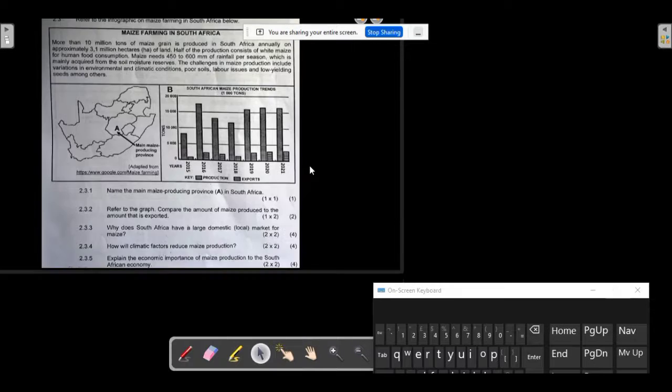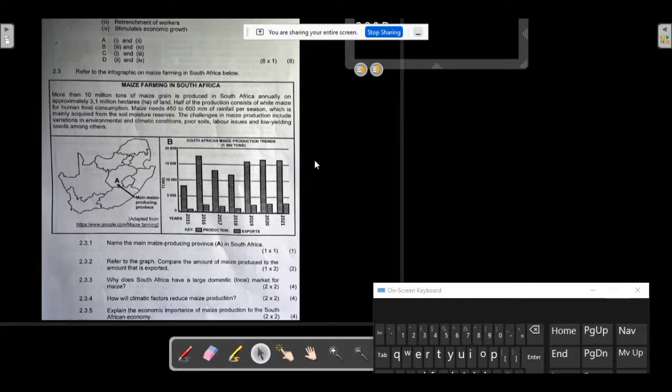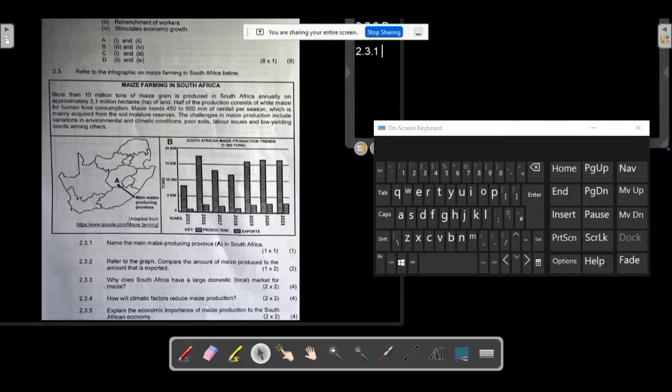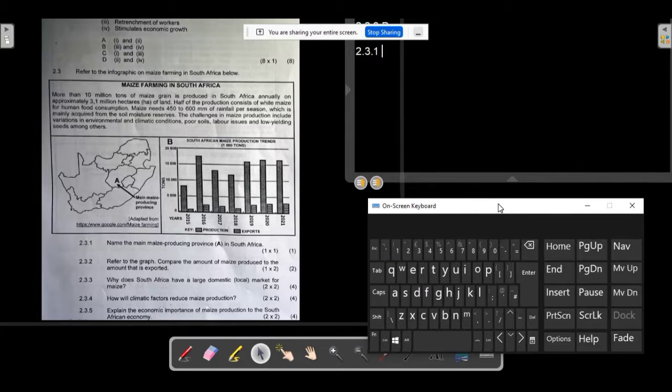So with 2.3, we have an infographic on maize farming. So of course, guys, this is what you were told by our teachers, that this is the type of crop that will be examinable this year. So yeah, maize farming in South Africa.